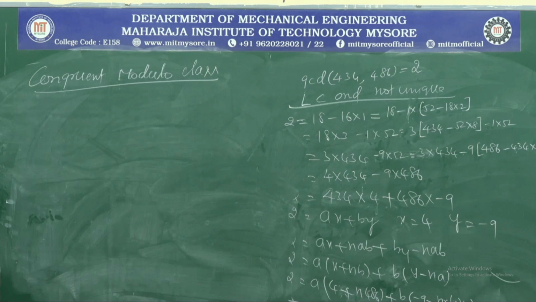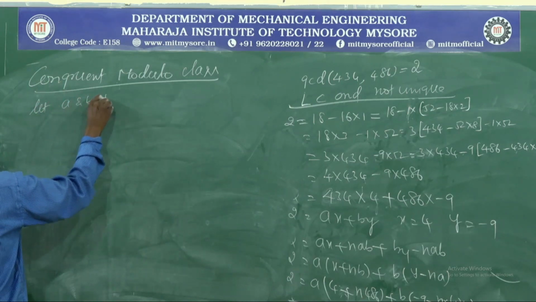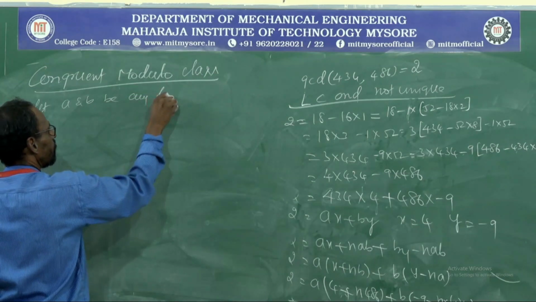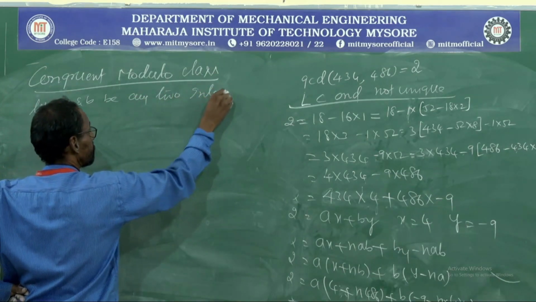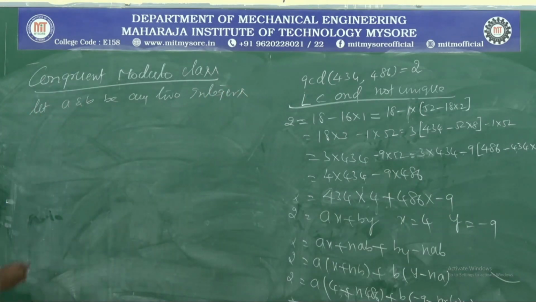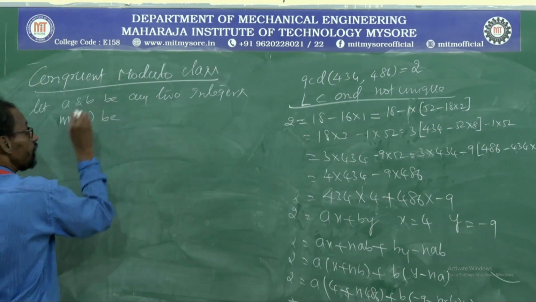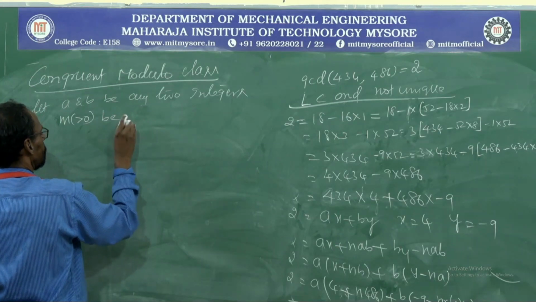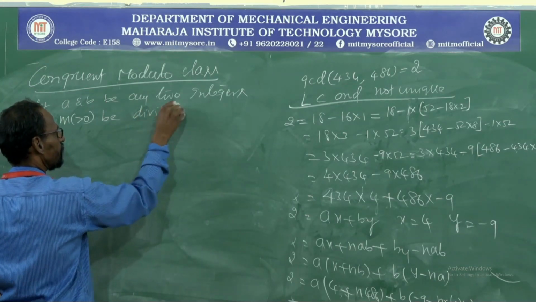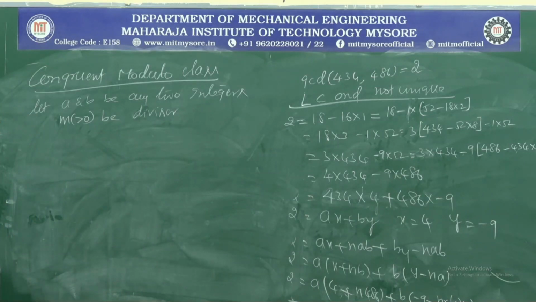Congruent modulo class. Again, everything we are going to play with integers. Let A and B be any two integers, M greater than 0, a divisor. Actually, a divisor should always be an integer. We are always dealing with integers. At no instant of time do we think of fractions. Always we consider integers.